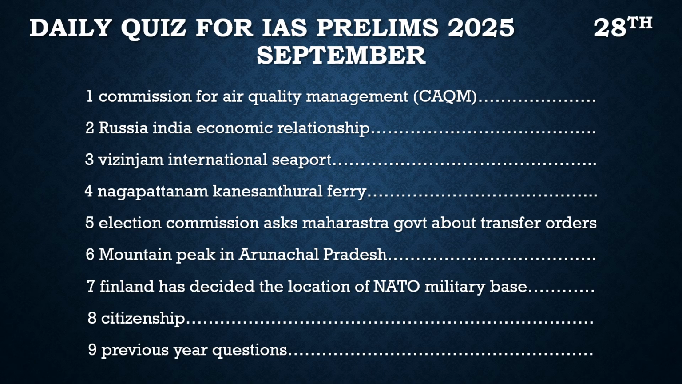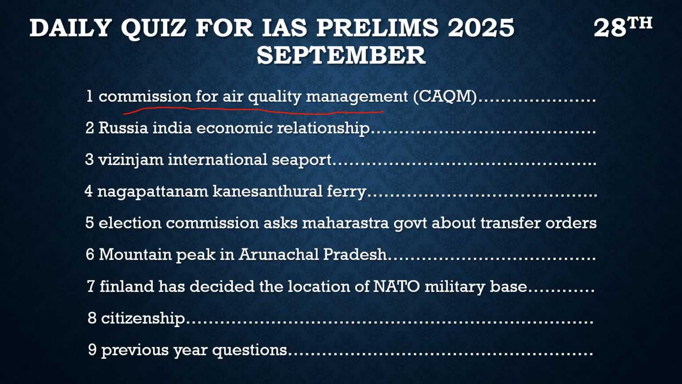So with this, let us start with our first topic, which is the Commission for Air Quality Management. Why have we taken this topic here? Because the Supreme Court has questioned the working of the Commission for Air Quality Management, what they are doing, and how successful they are in containing the pollution in Delhi and nearby states. So this Commission for Air Quality Management becomes very important for our prelims preparation. Let us try to know what it is about.